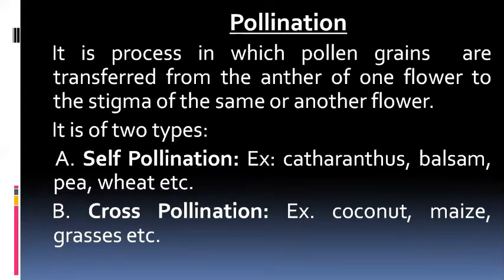Now you must be thinking, how does the flower change into the seed? This formation goes through a two-step process. The first step is pollination and the second step is fertilization. Now you must be wondering, what is pollination? Pollination is the transfer of pollen grains from the anther of one flower to the stigma of the same or another flower. It is basically of two types, self-pollination and cross-pollination. Examples of self-pollination are catharanthus, balsam, pea, wheat, and of cross-pollination are coconut, maize, grasses, etc.